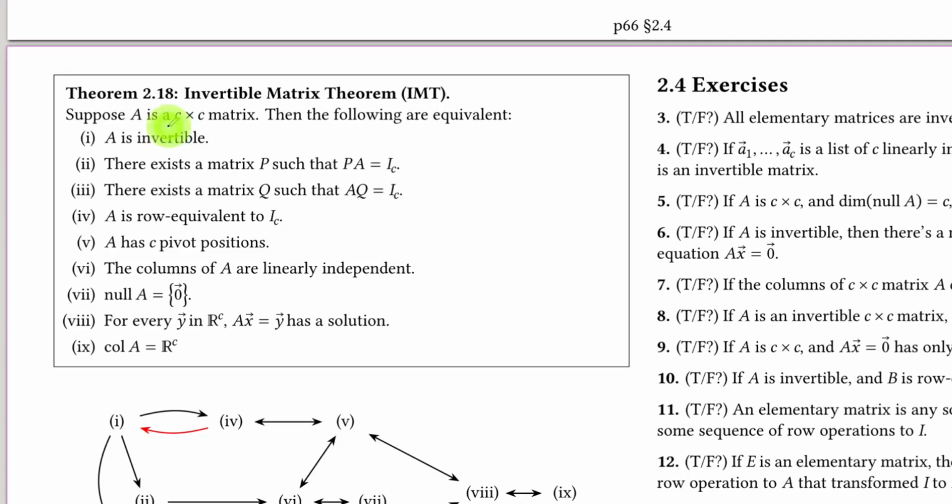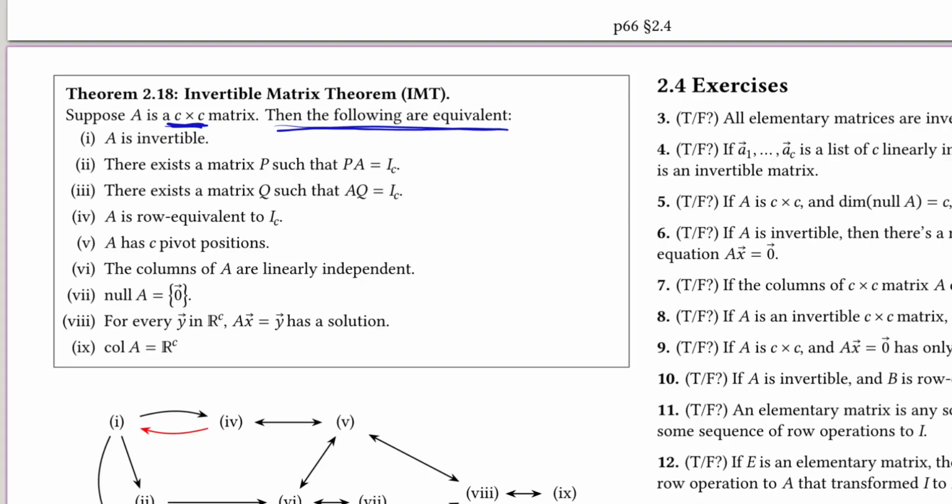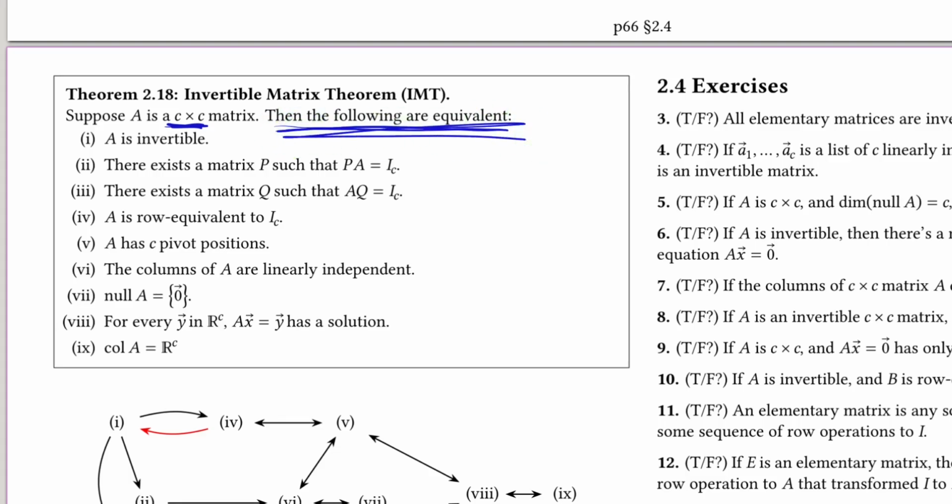It says if A is a C by C matrix, meaning square, the same number of rows as columns, then the following are equivalent. And notice this does not apply to rectangles with more rows than columns or more columns than rows. So when we say the following are equivalent, we mean if you know that one of these things is true, then all the other ones are going to be true as well. And that also means if one of them is false, the rest of them are going to be false as well.